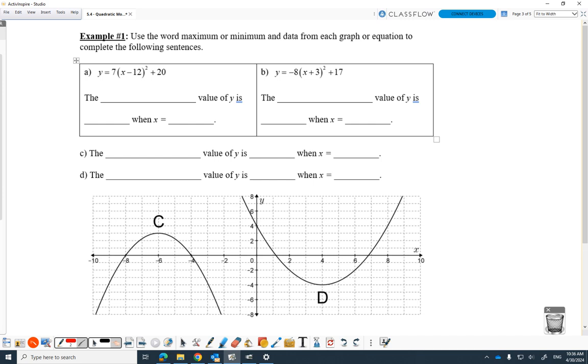Can we do A and B? Now we don't have the graph to look at anymore. Who wants a shot at A? The blank value of y is blank when x equals blank. Three blanks there.